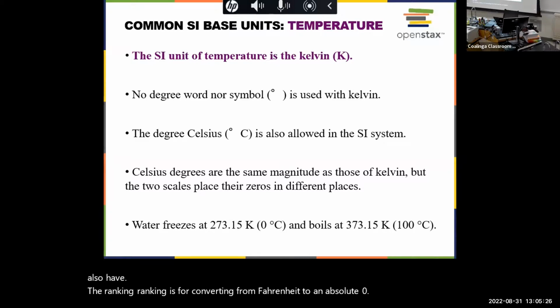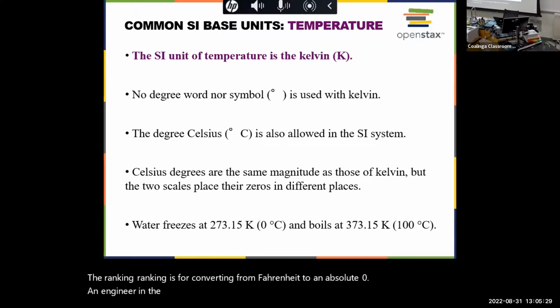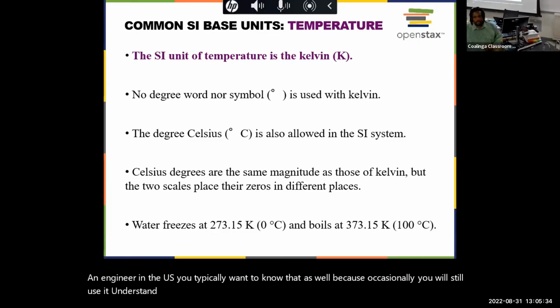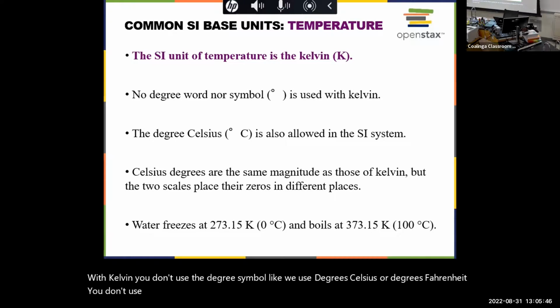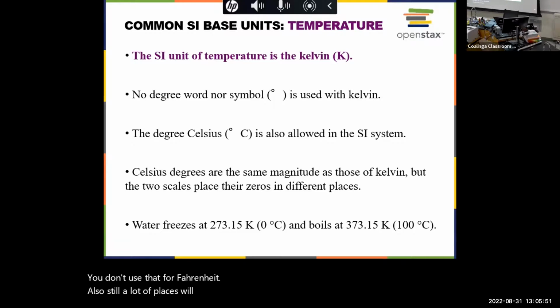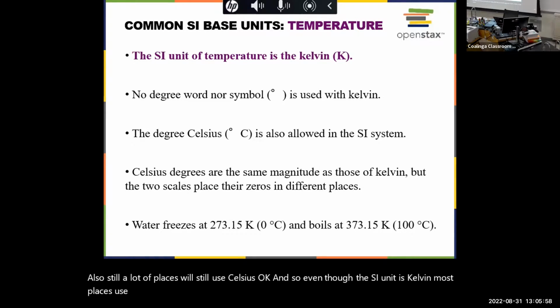If you're an engineer in the US, you typically want to know that as well, because occasionally you will still use it. Anyway, with Kelvin, you don't use the degree symbol like we use degree Celsius or degree Fahrenheit. Also, a lot of places still use Celsius. Even though the SI unit is Kelvin, most places use Celsius, and you also get that in science as well, particularly biology.